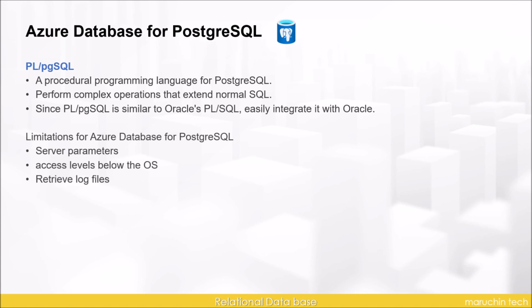Azure Database for PostgreSQL is a PaaS service, so you cannot configure some functionality below the platform layer. For example, you cannot configure server parameters, access levels below the OS, or retrieve log files from the OS.